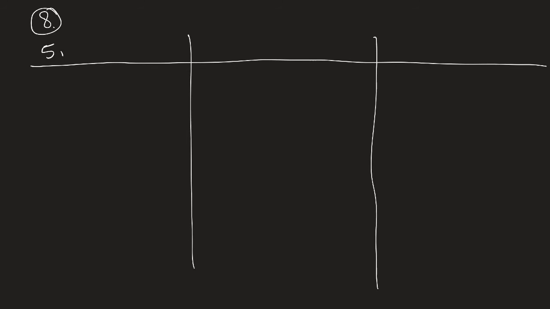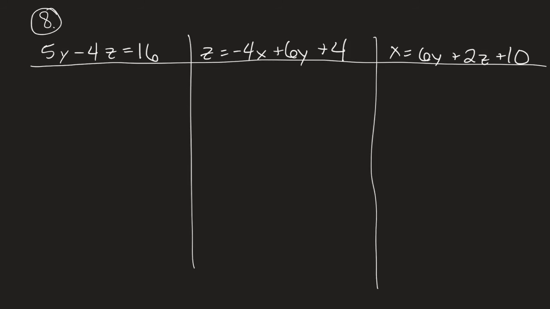So we have 5y minus 4z is equal to 16. We have z is equal to negative 4x plus 6y plus 4. And we have x is equal to 6y plus 2z plus 10. So before we even start, we want to notice some things. One of the things is z is already solved for in the second column, and x is already solved for in the third column. In our first column, we only have 2 variables, so that's really nice, whereas the other 2 columns have 3 variables.